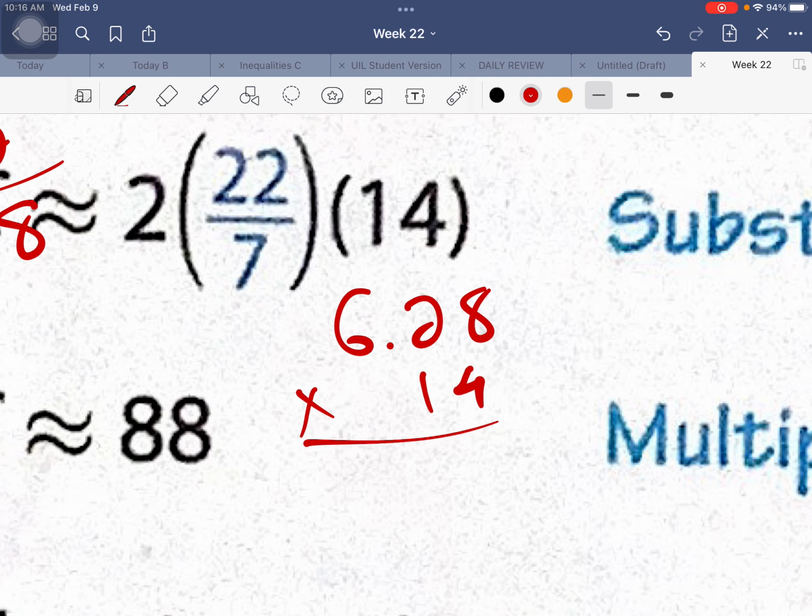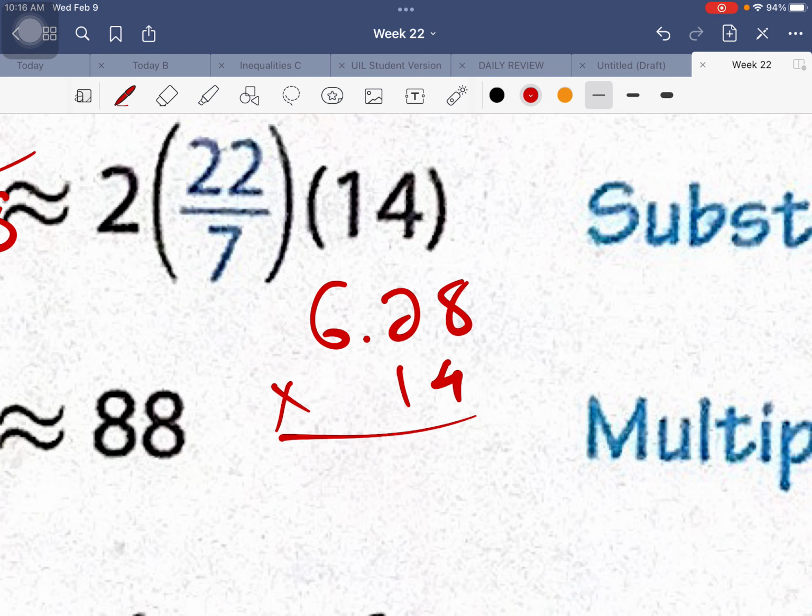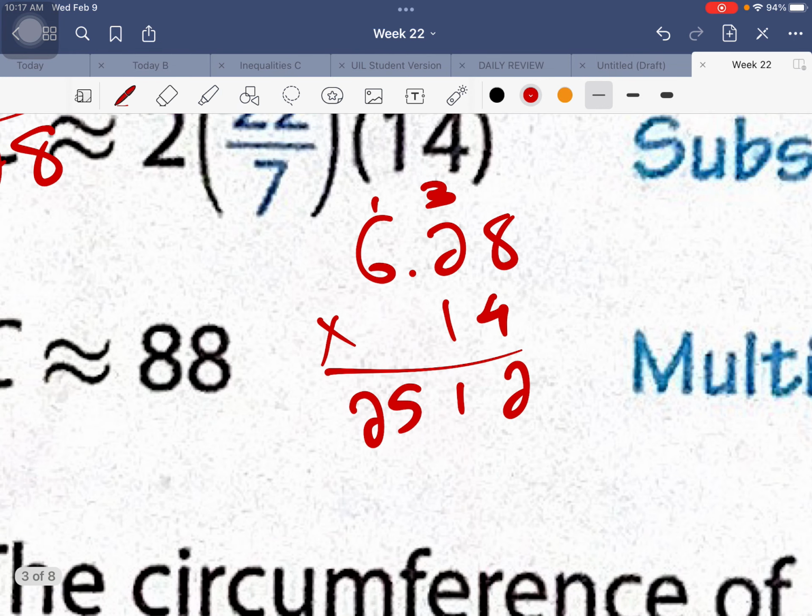Now, what's 4 times 8? 32. The 2 goes here and the 3 goes here. What's 4 times 2? 8. Plus 3? 11. The 1 goes here, the 1 goes here. What's 6 times 4? 24. Plus 1? 25. How many decimal places do I have? 2. We're not done. Sorry. The 1 means 0. What's 8 times 1? 8. What's 2 times 1? 2. What's 6 times 1? 6.